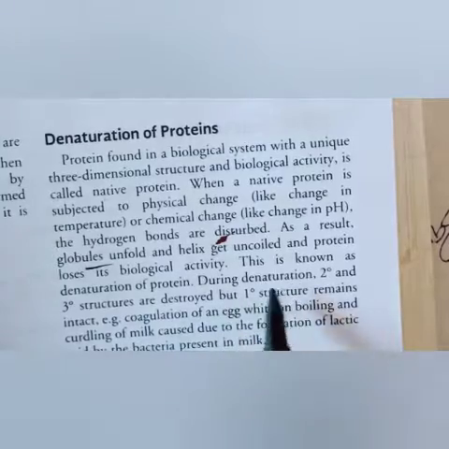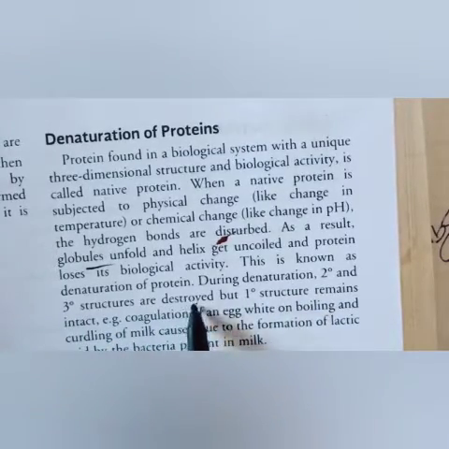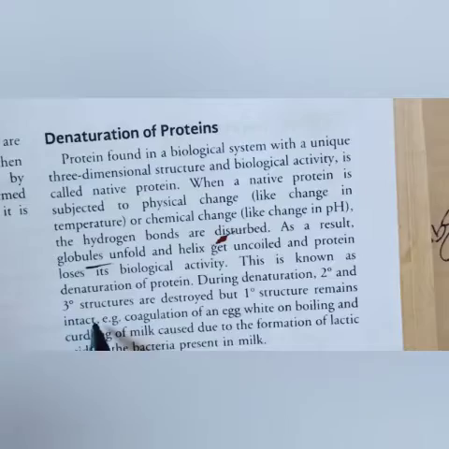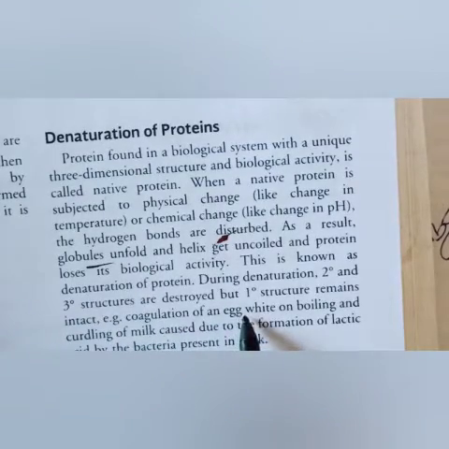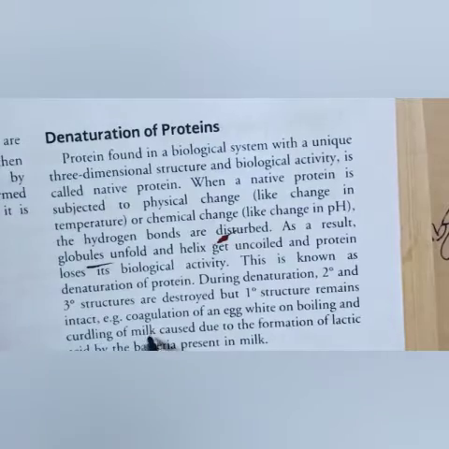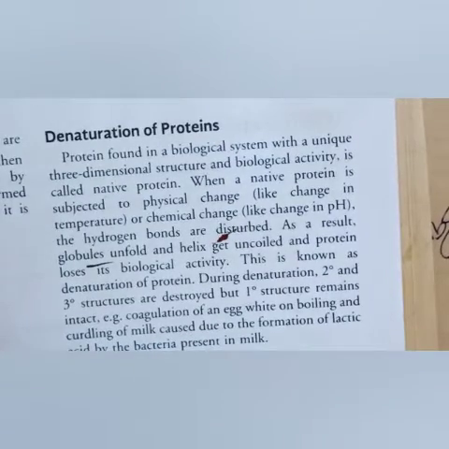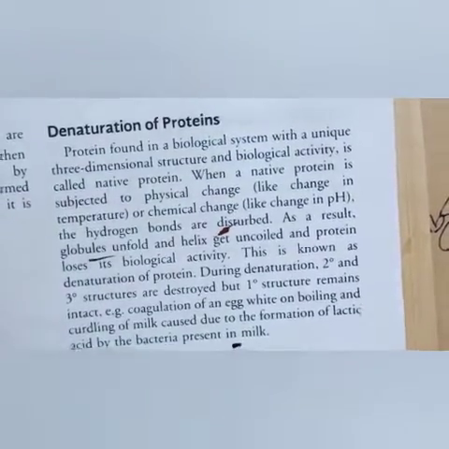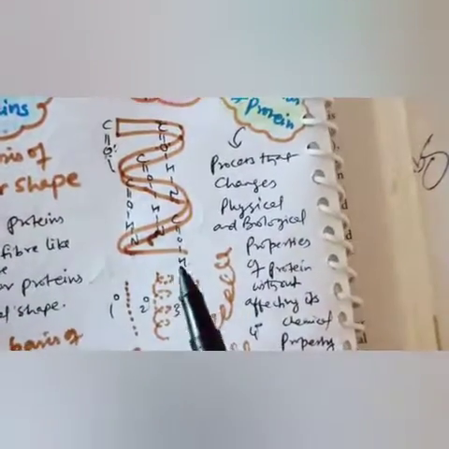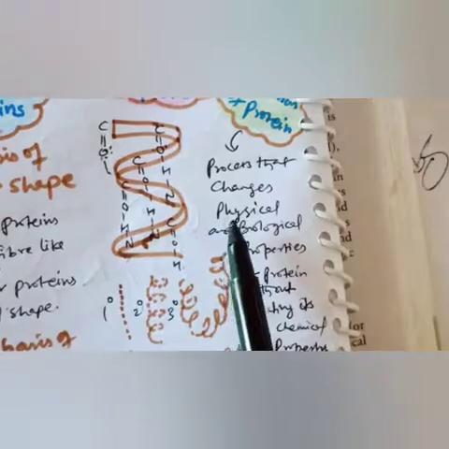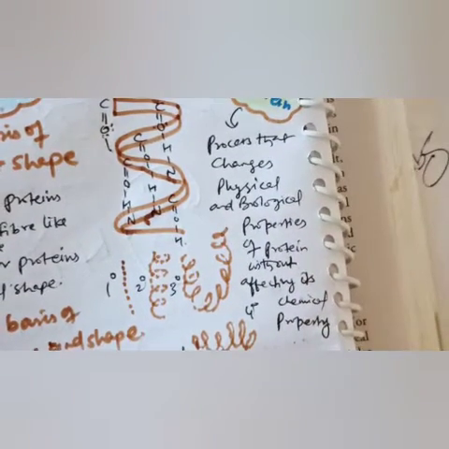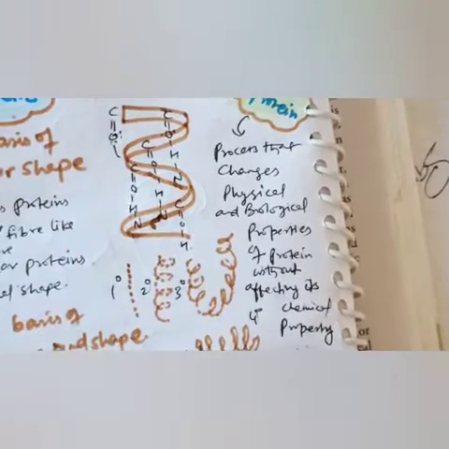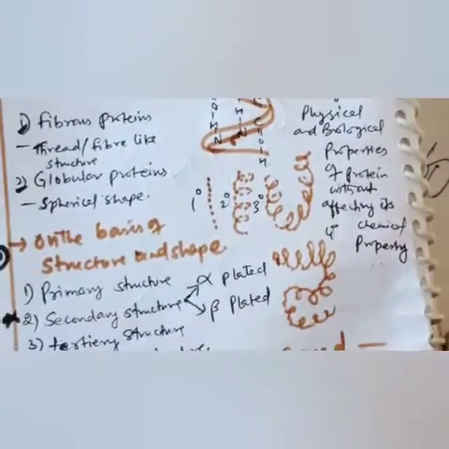So during denaturation, secondary and tertiary structures are destroyed but the primary structure remains intact because it is a single line. Coagulation of egg white on boiling and curdling of milk caused by the formation of lactic acid by the bacteria present in milk are examples of denaturation of protein. So basically denaturation is the process that changes the physical and biological properties of protein without affecting its chemical property. Okay, these are the basics of denaturation.